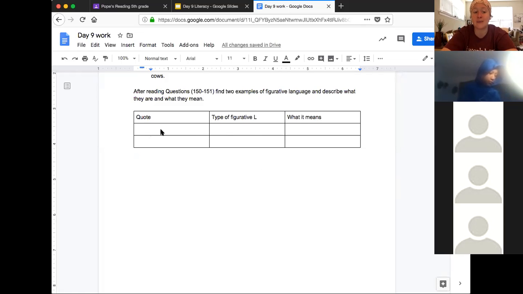I want you to type in the quote that you're trying to tell me. So if I was saying, it's raining cats and dogs, I would type in, it's raining cats and dogs as my quote. Okay. Then I want to know the type of figurative language that is. Is it a simile? Is it a metaphor? Is it a hyperbole? Okay. And then I want you to tell me what it means. So it's raining cats and dogs. It means it's raining really hard outside. So that would kind of be an example.